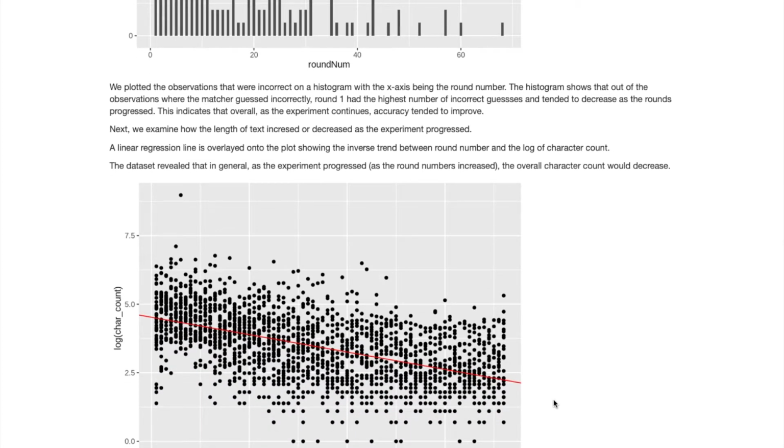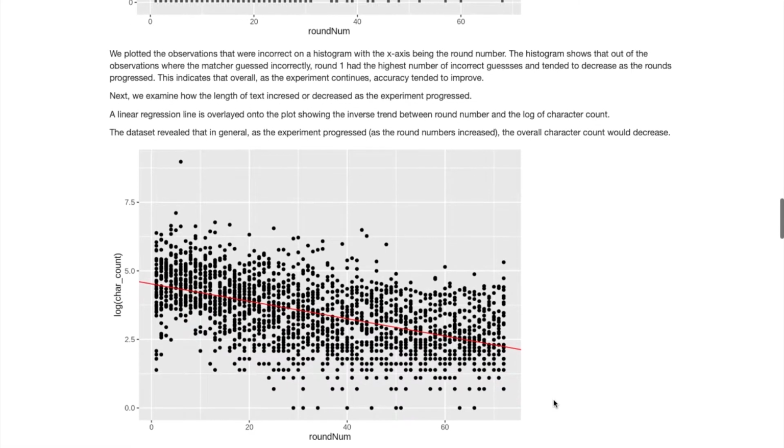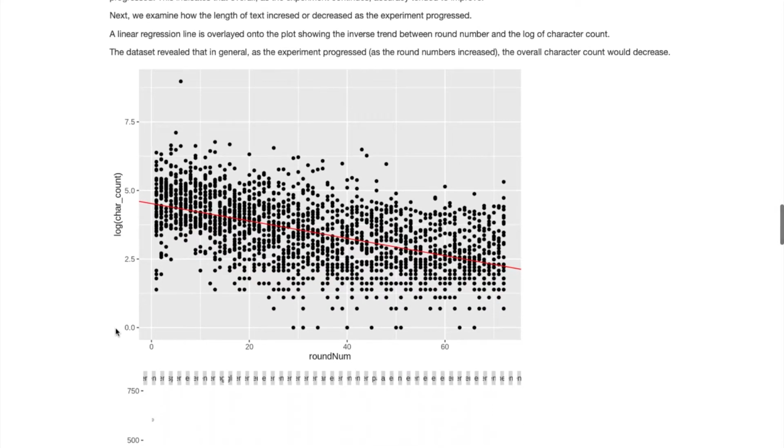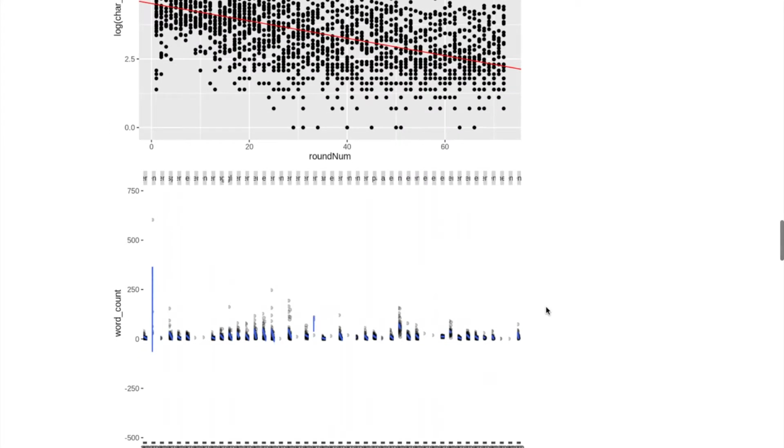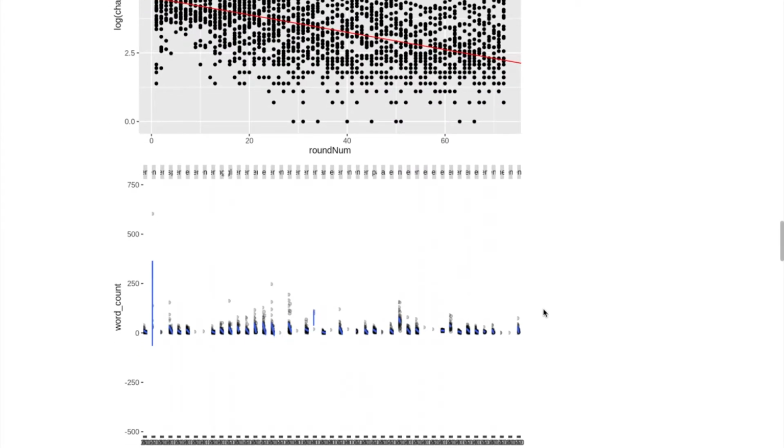Next we examine how the length of text increased or decreased as the experiment progressed. I took the log of the character count so it would be easier to plot, and I plotted it again on the x-axis of round numbers. After fitting the linear regression line, we see a generally inverse trend between the round number and the log of character count, which is to say that the character count seems to decrease as the experiment progresses.